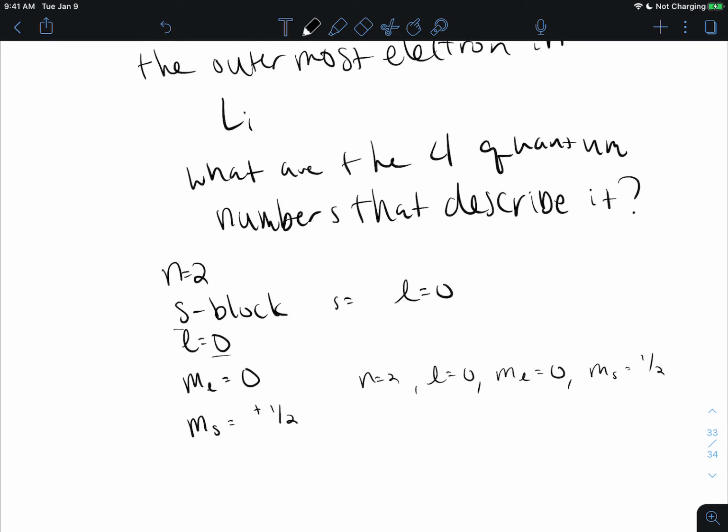We can compare this to beryllium, which is right next to it. Here we're going to have the same n, the same L, the same m sub L, but here our m sub s is going to be negative 1/2. Okay, that's everything.